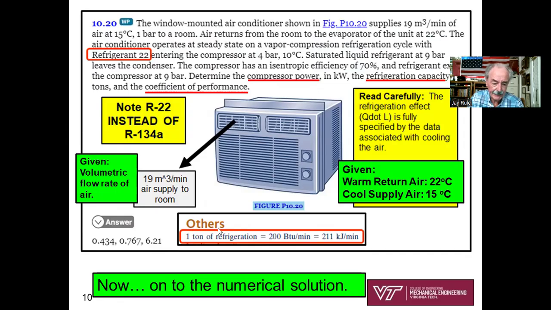Also, I've gone to the back of my book and I've copied that 1 ton of refrigeration is equal to 200 BTUs per minute. That's 12,000 BTUs per hour. But for our problem, the key is 211 kilojoules per minute. 211 kilojoules per minute is 1 ton of refrigeration. Okay, now let's get moving. That's your background, some little historical background, getting units straight. Now we're going to move on to the numerical solution.